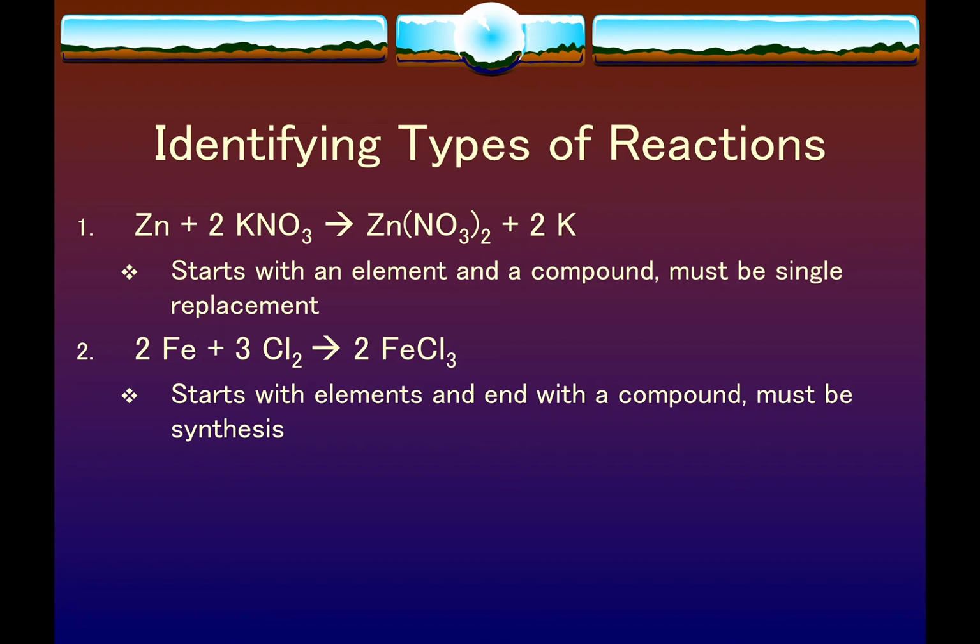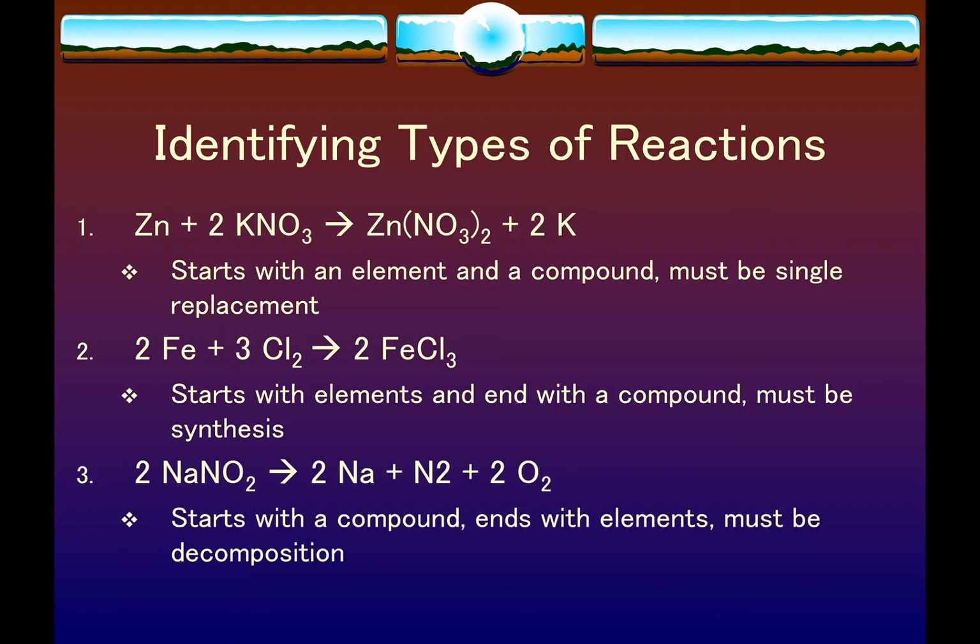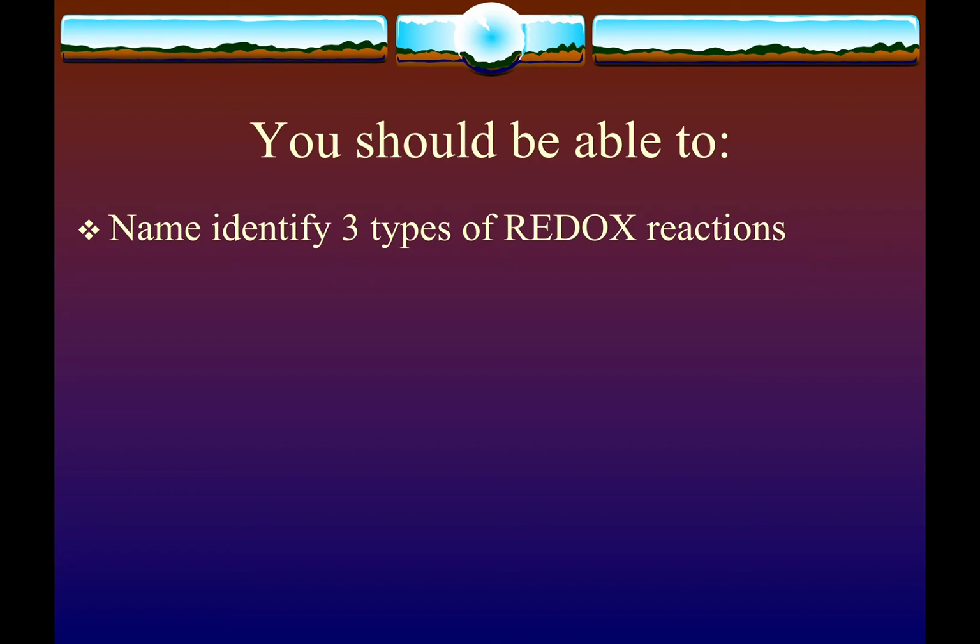Next one, we have iron and chlorine yields iron chloride. We start with just elements and end with a compound, so this must be a synthesis reaction. This last one here, sodium nitrite, yields sodium, nitrogen, and oxygen. This is taking a rather large compound and breaking it down into 3 different elements. But we are starting with a compound, ending with elements, so it must be a decomposition reaction. So at this point, you should be able to name and identify 3 types of redox reactions: synthesis, decomposition, and single replacement.